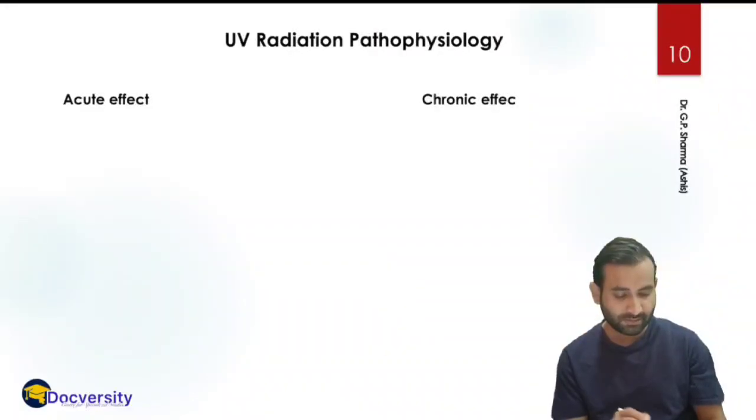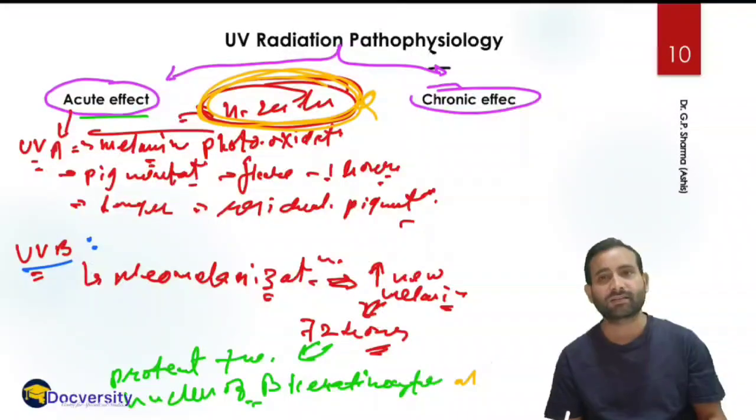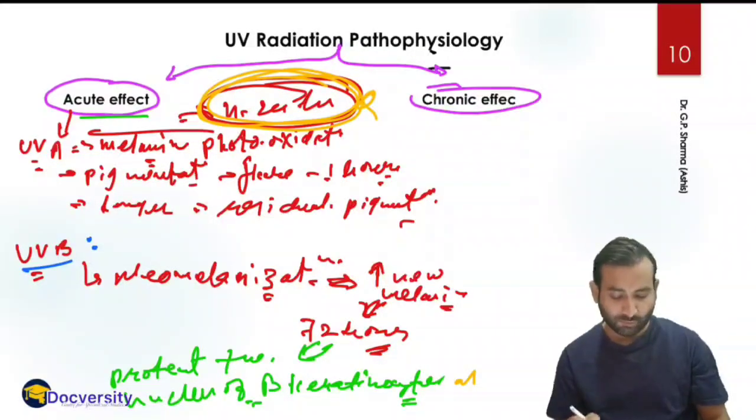Right? So we were discussing this one. Basal keratinocytes increase, protecting the nucleus of basal keratinocytes. Hope you understand, right? So this is important. This is the acute effect. Now let's go to the chronic effect.